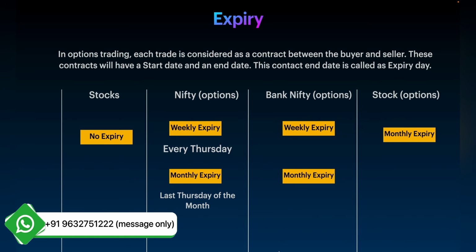Same way in Bank Nifty also. Weekly expiry, you will have it every Thursday. You will have monthly expiry on the last Thursday of the month. If you trade in stock options, the last Thursday of the month will be the expiry date. Now I will show you an example so that you can understand what is expiry better.